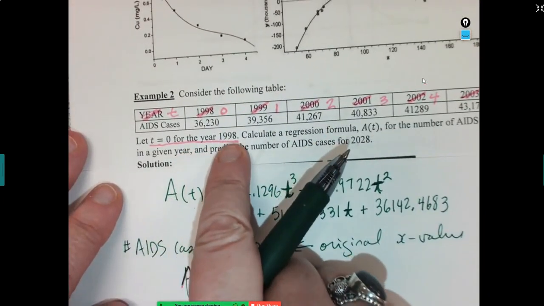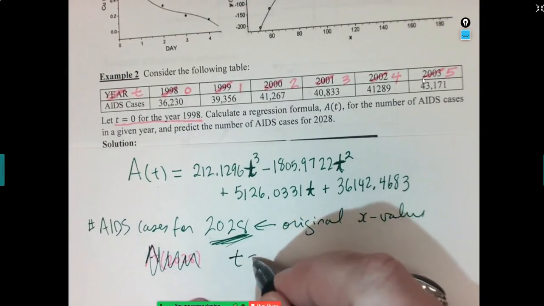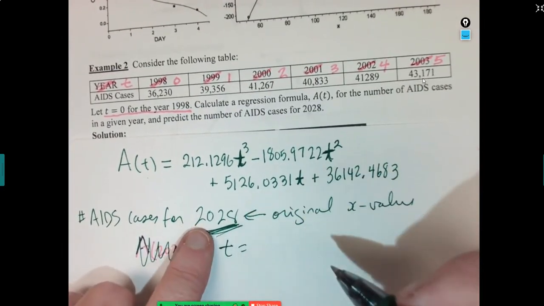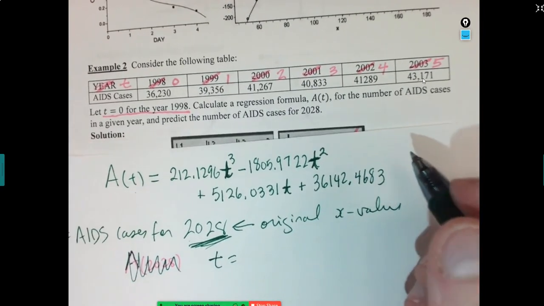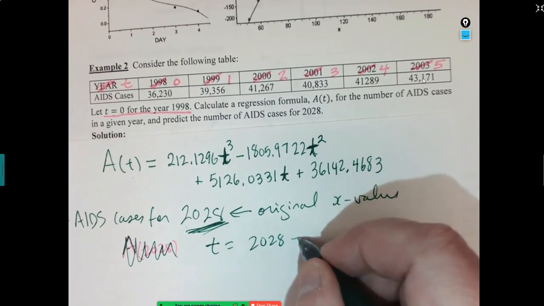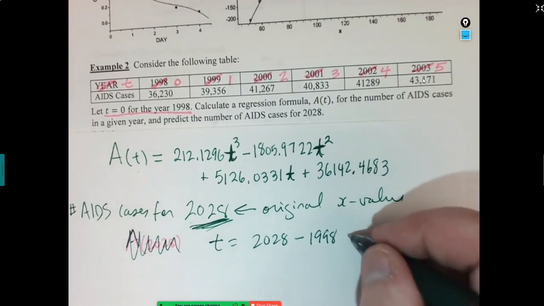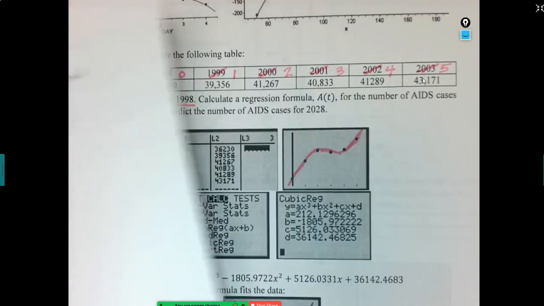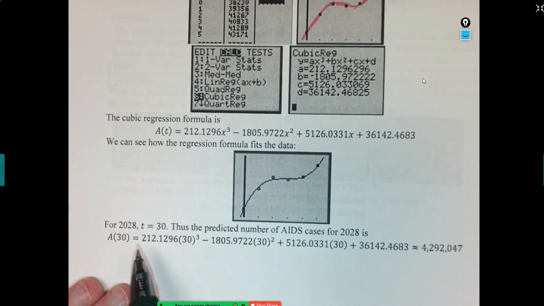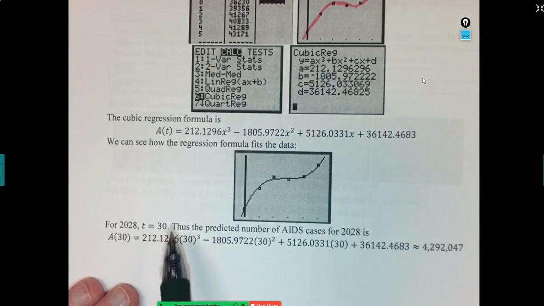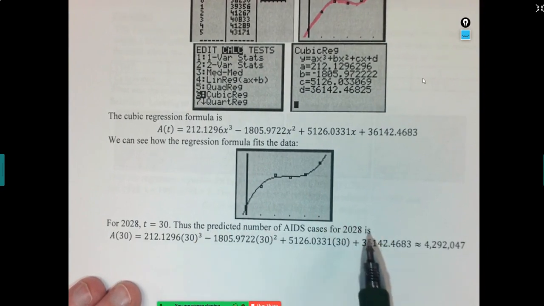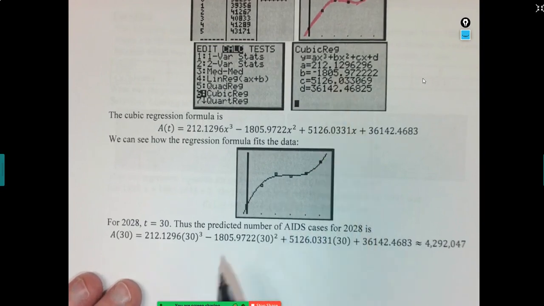Now, your time starts in the year 1998. So T for this one is going to be 2028 minus 1998. Or how many years after 1998 is 2028? And that answer is going to be 30. So for the actual year 2028, my T value is 30. And now I need to have my final answer as a sentence. The predicted number of AIDS cases for the year 2028, according to that model, is going to be this.